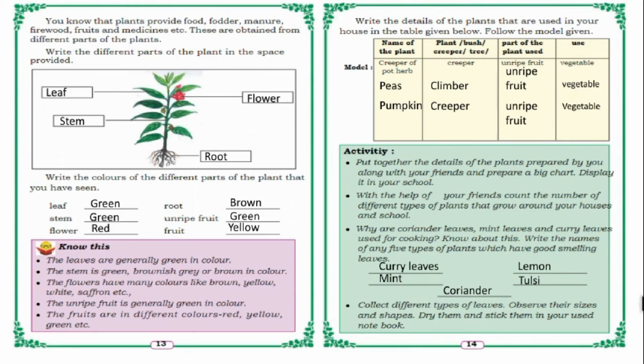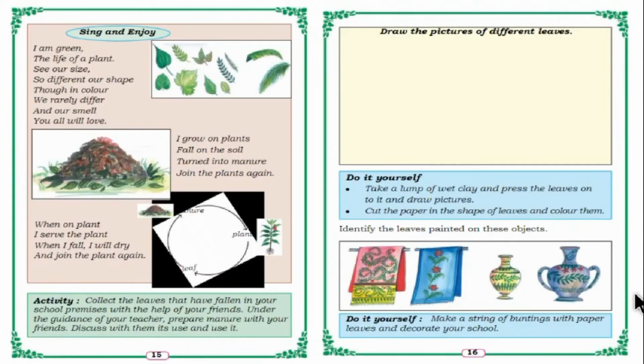coriander. Collect different types of leaves, observe their sizes and shapes, dry them and stick them in your used notebook, children. So next one, a song is there.